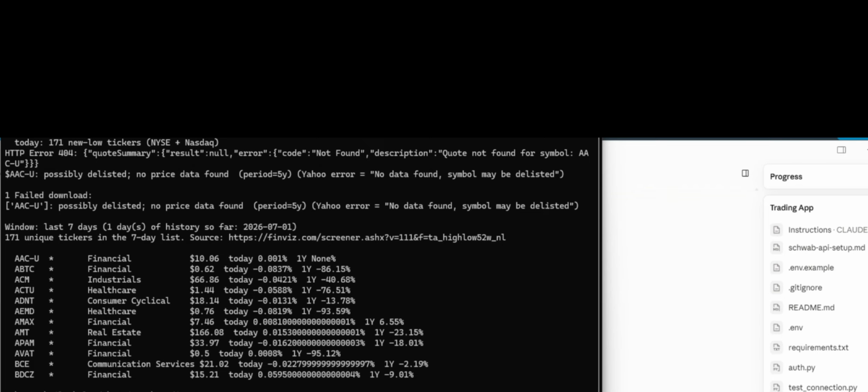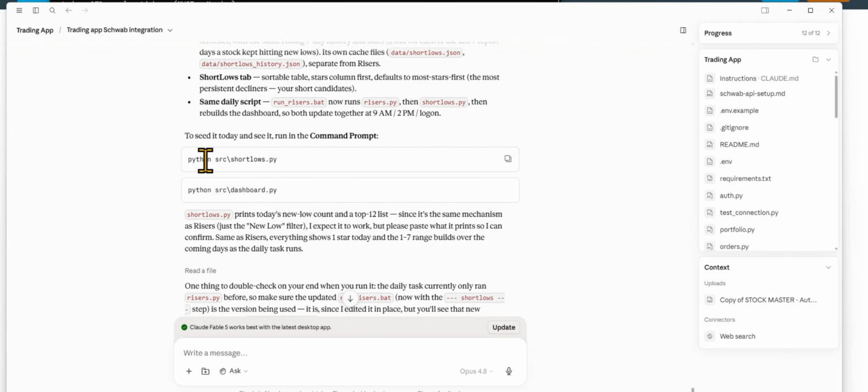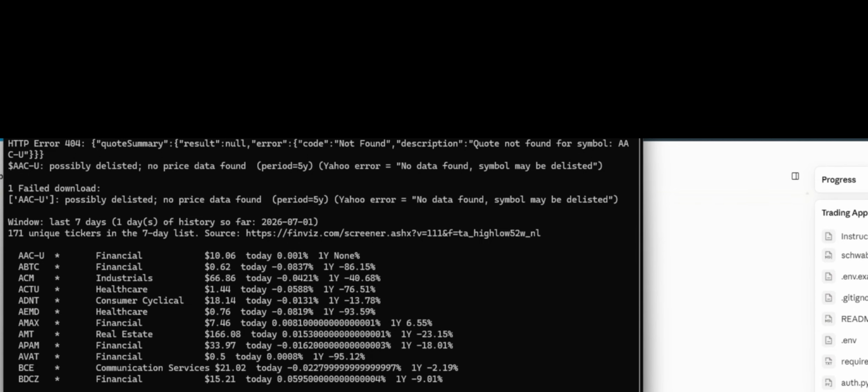So I ran the script for the 52-week lows. Today there are 171 tickers on a 52-week low. Because this is the first day I'm running the script, I should only see 1 star. And again, I asked Claude to be very clear about putting every script on one line. So I just ran this one, short lows. Next, I'm going to run the dashboard one. So I'm going to copy this, paste it here into my command line, and then hit run.